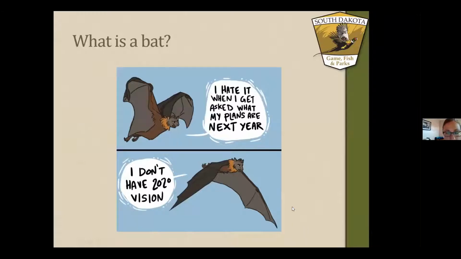So it's true, bats do not have 20/20 vision, but despite the fact that they echolocate, their vision is average. So when you hear that bats aren't blind or bats are blind, that's not necessarily true.